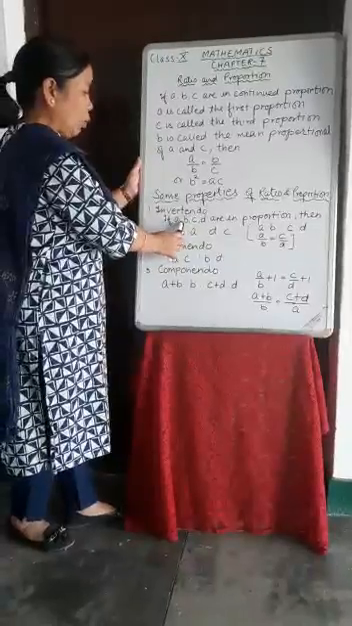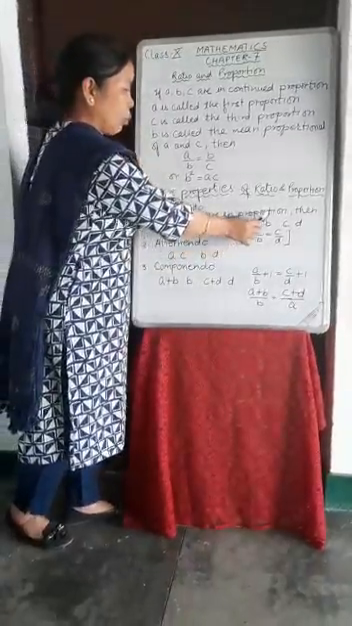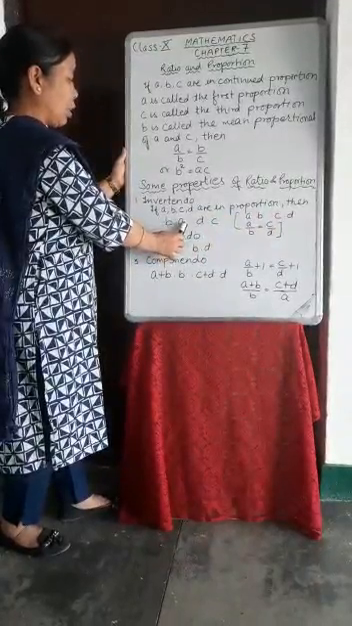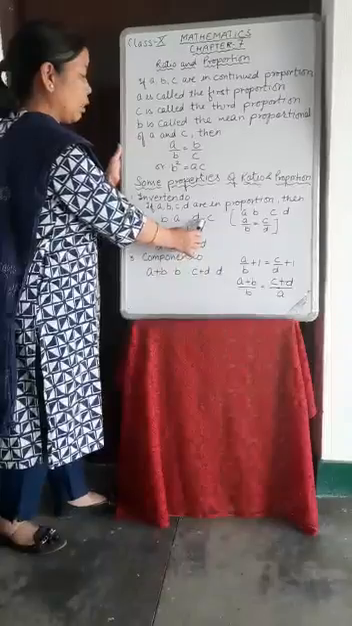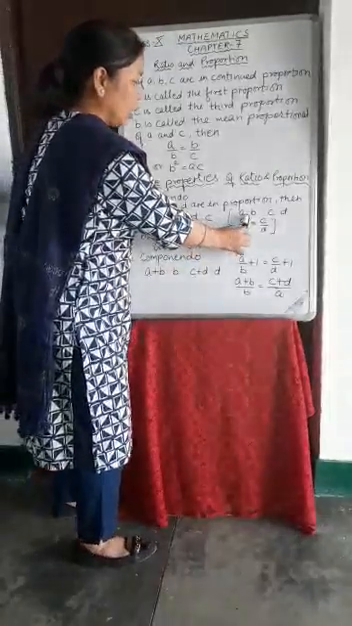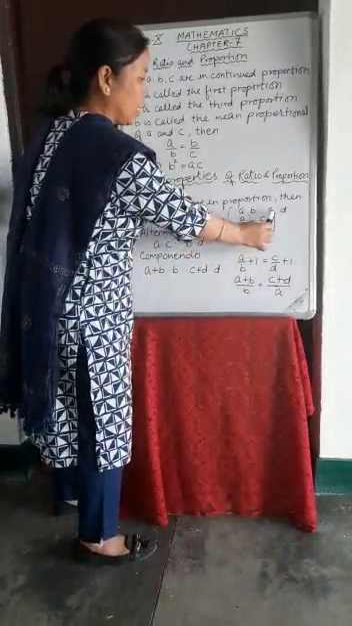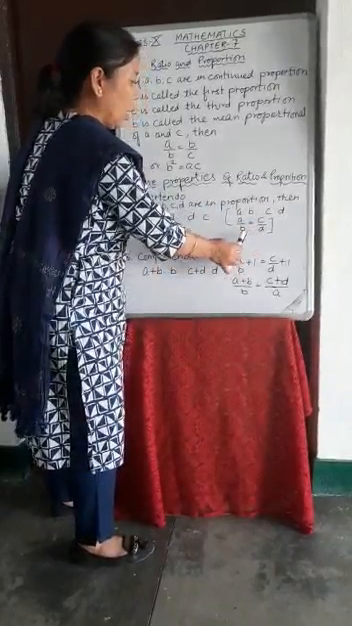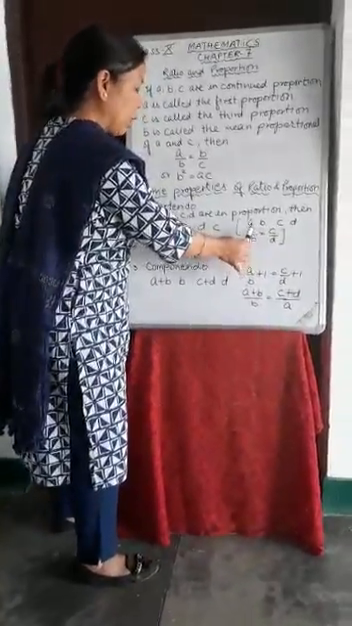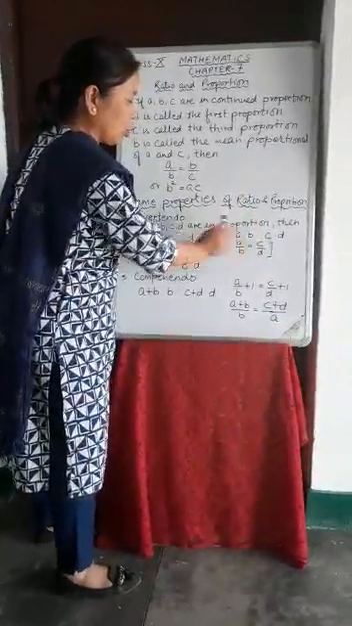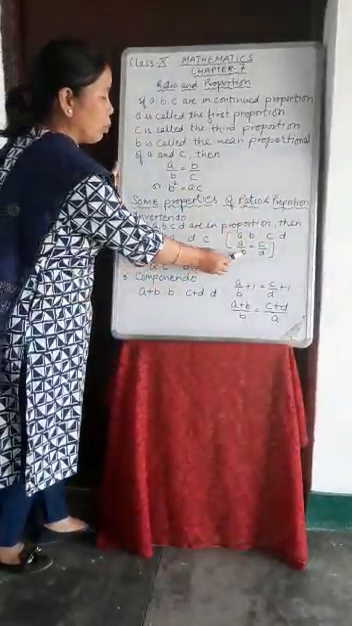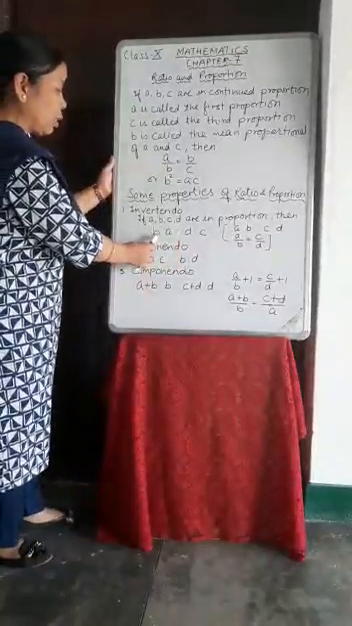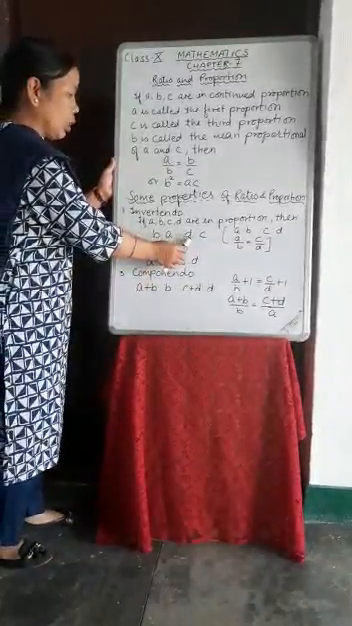Now if A, B, C, D are in proportion, then B upon A, it means B is to A, is also equal to D is to C. Over here, if A, B, C, D are in proportion, then A upon B is equal to C upon D. If we write the reciprocal of both the sides, then it will become B upon A is equal to D upon C. So they are also equal. So B is to A is also equal to D is to C.